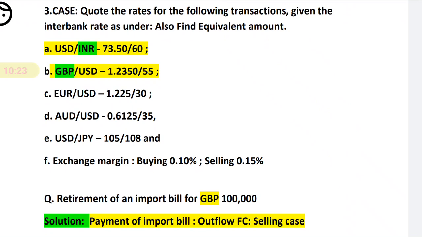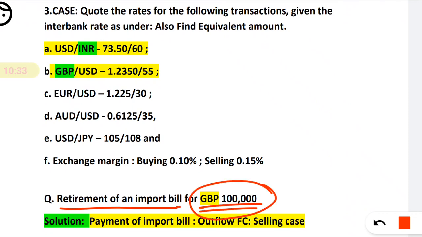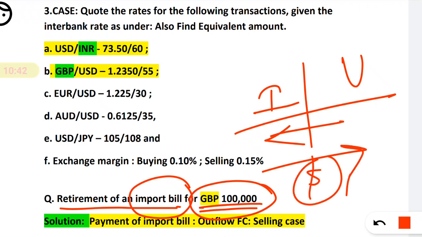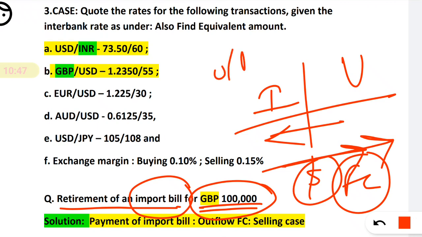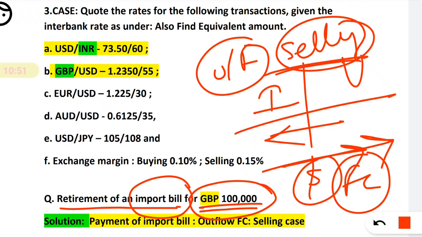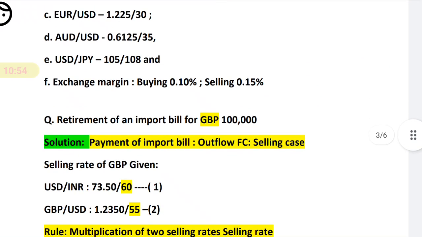Again, the same problem we are having. Directly I will move to the question. What is the question? Retirement of an import bill of GBP 1 lakh. See, here is the import bill. Whenever, say here is India and here is USA, you import something, you have to pay a dollar, right? So you are paying foreign currency, and foreign currency is going away from you, so that's why it is an outflow of foreign currency. That means you have sold that foreign currency, so it is a selling rate. So we come to know that this is the selling case.